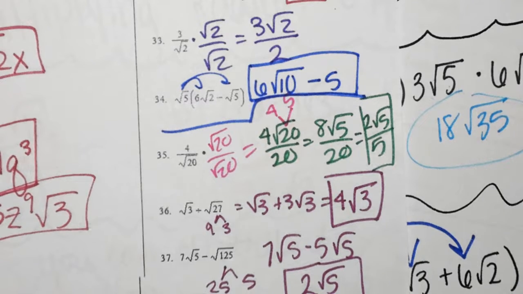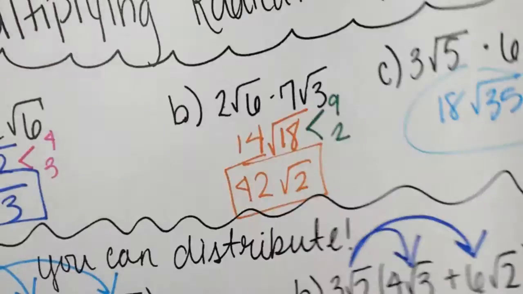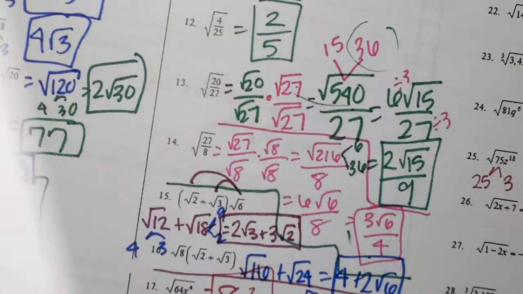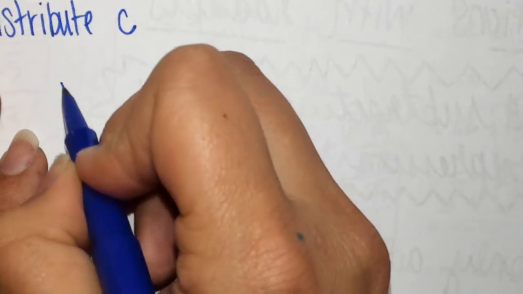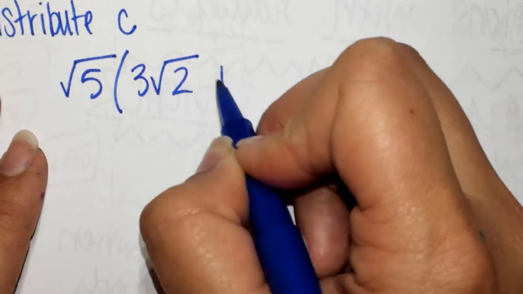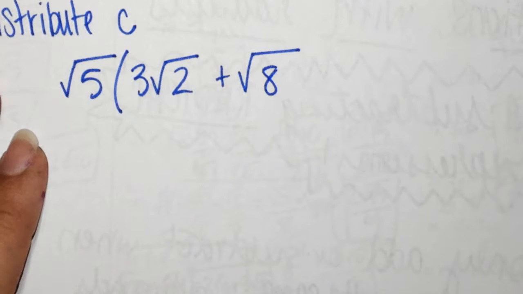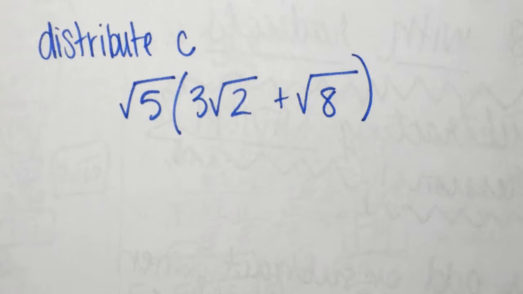Does anybody need one more of those? I do. Do I need to leave this up here for another minute? Alright, please turn your paper over. This paper with our notes, we're going to turn it over, and on the back we're going to write distribute C. Please work that one out without me.